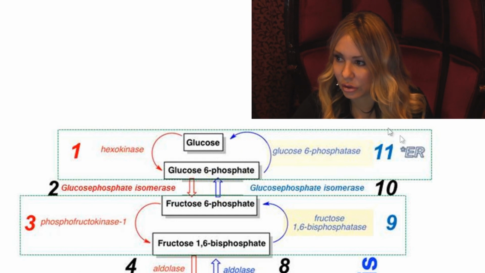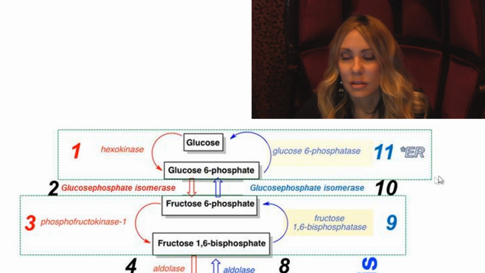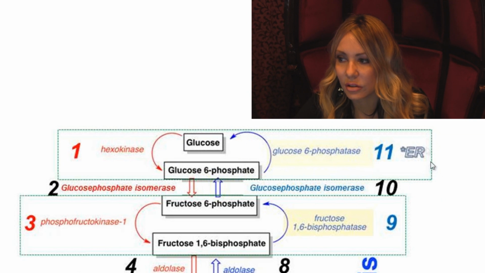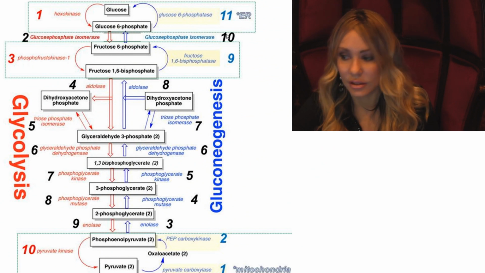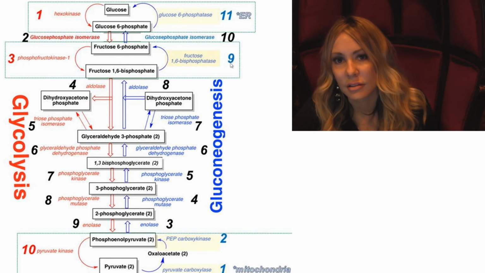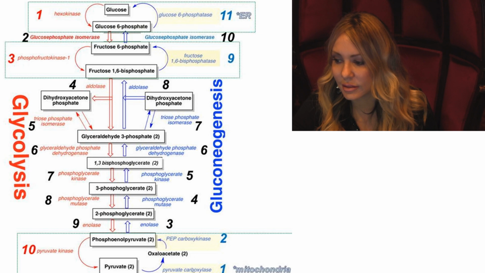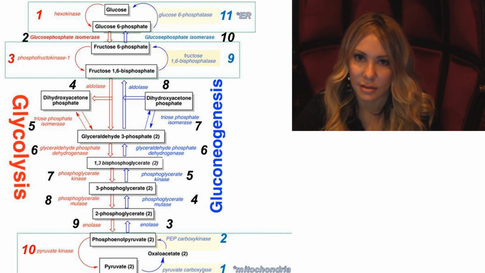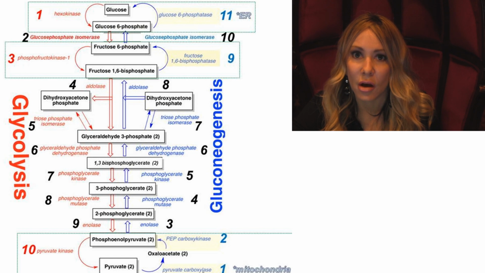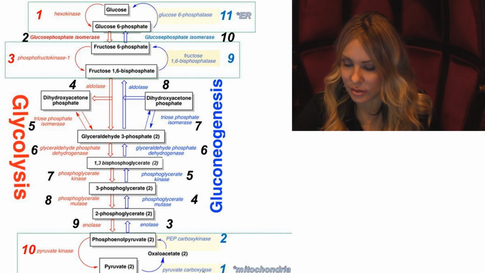This occurs in the endoplasmic reticulum. So step 11 of gluconeogenesis is in the endoplasmic reticulum. Steps 3 through 10, or potentially 2 through 10, are occurring in the cytosol, with definitely step 1 of gluconeogenesis occurring in the mitochondrial matrix. So we have a division of 3 different locations for the reactions of gluconeogenesis.